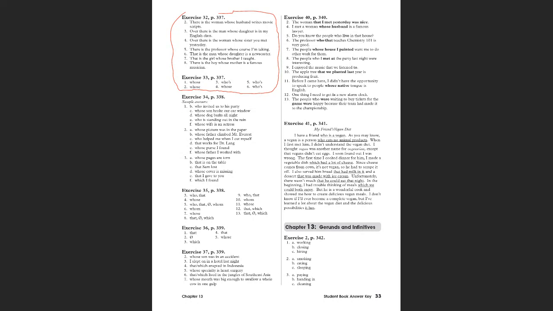Okay, and Walter, what did you put for number 3? Over there, whose daughter is in my English class. Yes, good. Okay, and number 4, over there is the woman whose sister you met yesterday. Number 5, there is the professor whose course I'm taking. Number 6, that is the daughter is a newscaster.